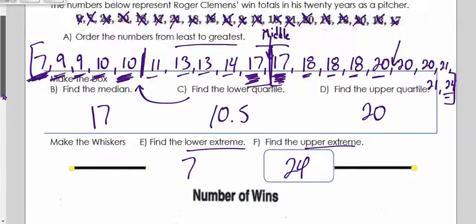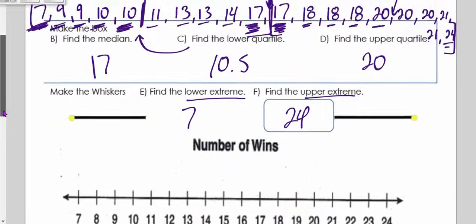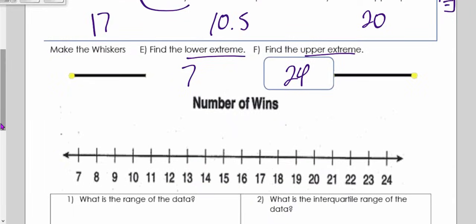All right, now I'm going to actually draw that. So I have a dot starting at 7. That's my lower extreme, with a whisker extending to 10.5. That's the start of the box. 17 is my middle of the box. 20 is the end of the box. I'm going to put dots there just to show that.